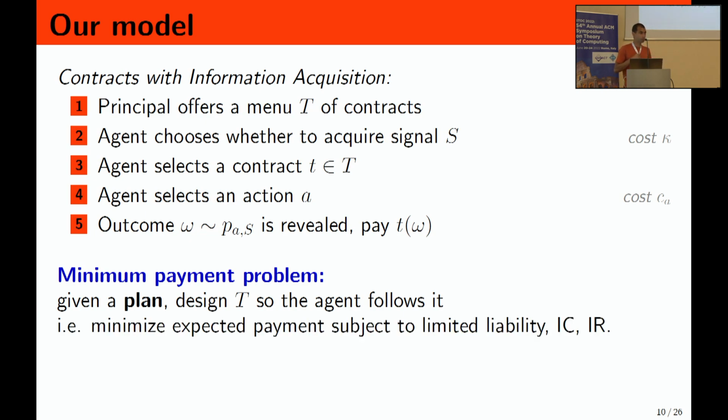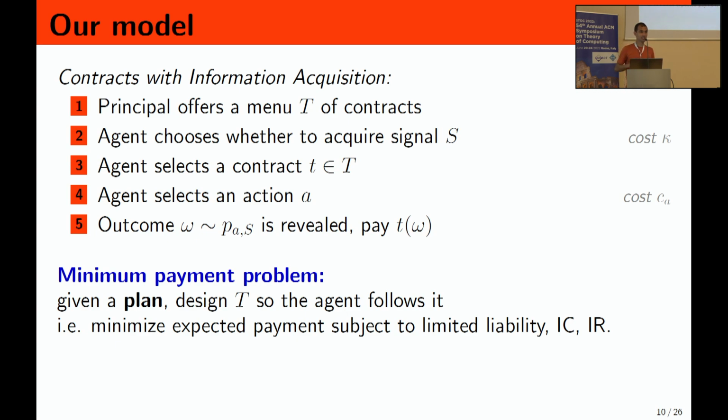So the optimization problem looks very similar to Itai's at a high level. Minimize expected payment, subject to limited liability. Incentive compatibility says the agent wants to follow the plan. That's the best thing for them to do. And individual rationality says they get at least utility 0 in expectation. Okay, any questions here? And then we get to go back to the drawing.